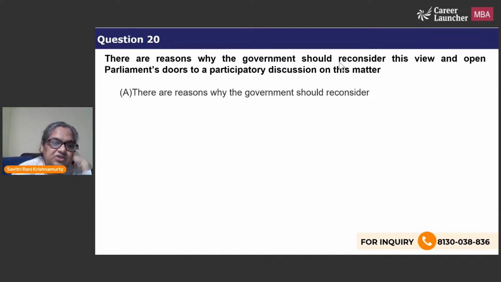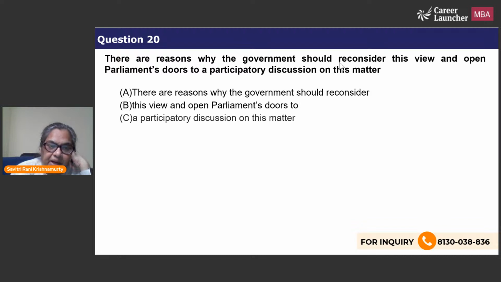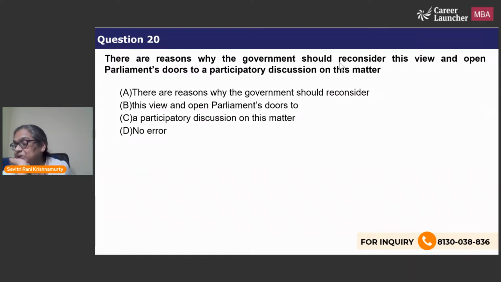There are reasons why the government should reconsider this view and open Parliament's doors to a participatory discussion on this matter. No error. What do you think is the answer for question 20? Four more questions, then we're done. We'll do parts of speech and then we're done. When I see the first answer, I'll discuss and then we'll move on, okay? There are reasons why the government should reconsider this view and open Parliament's doors to a participatory discussion on this matter. No error.